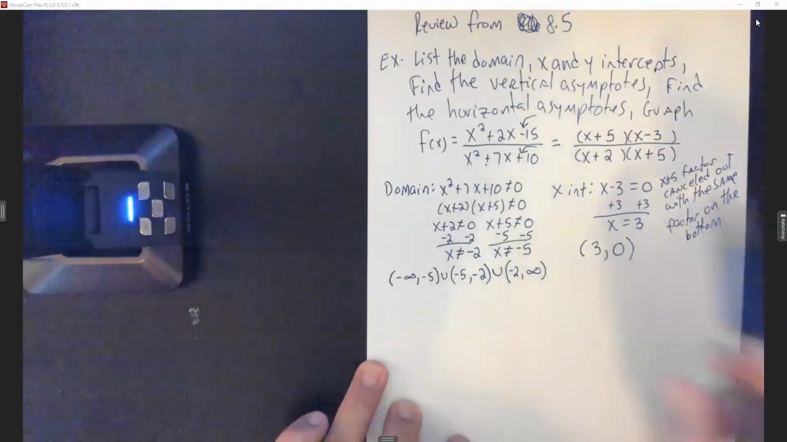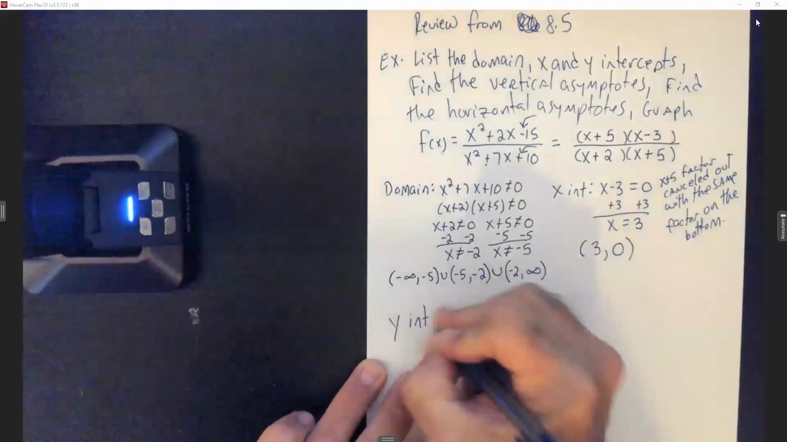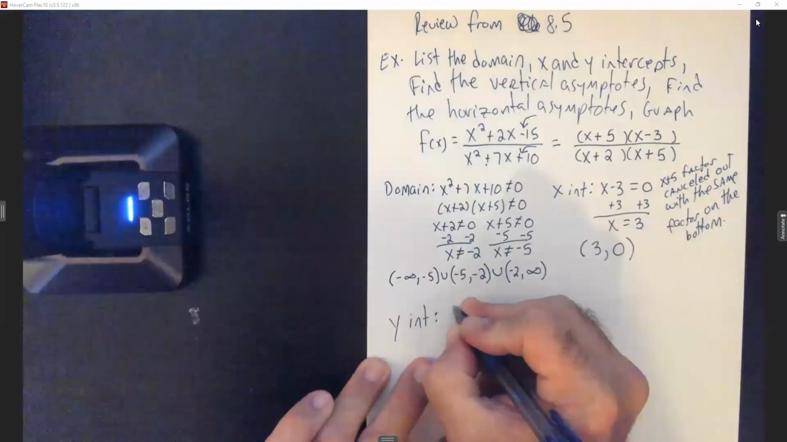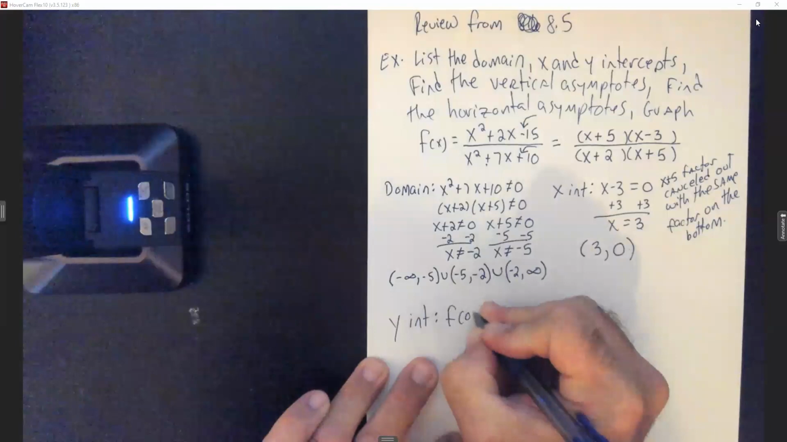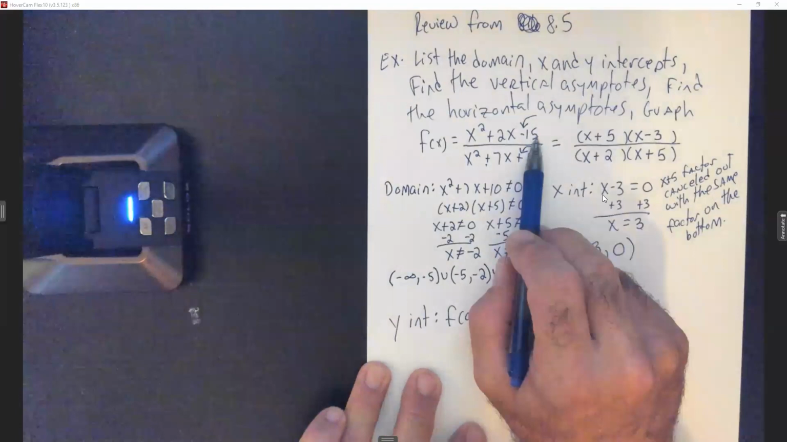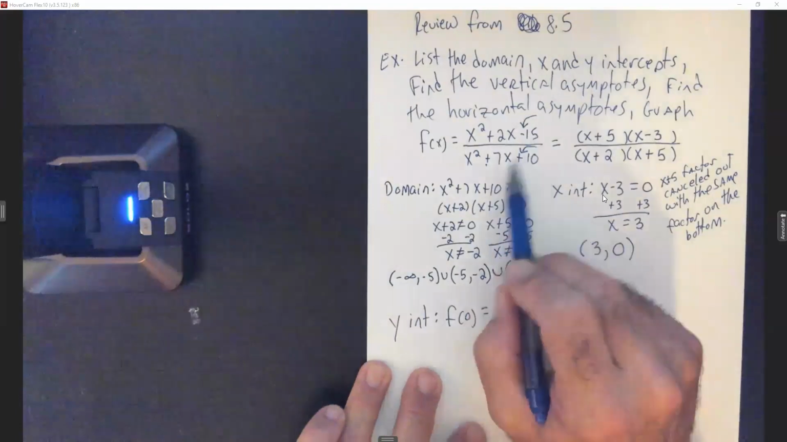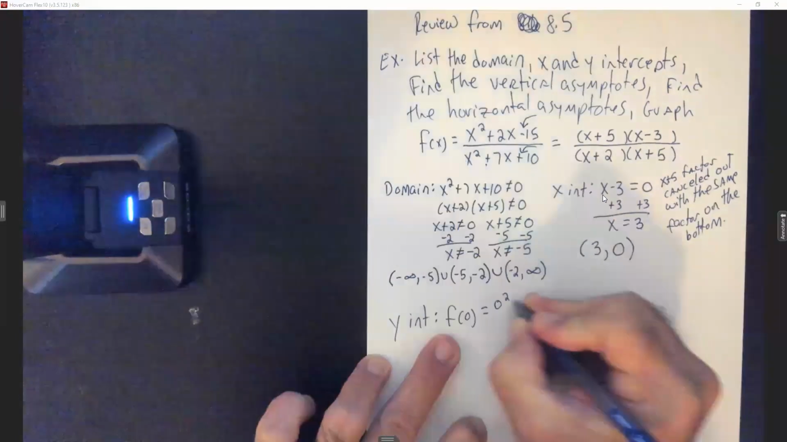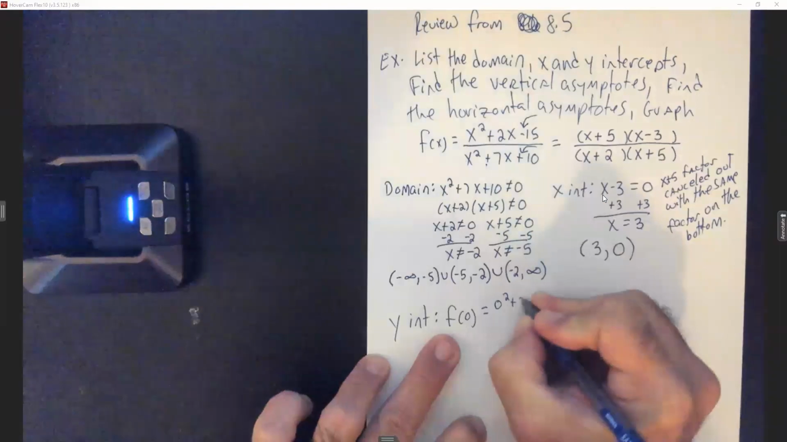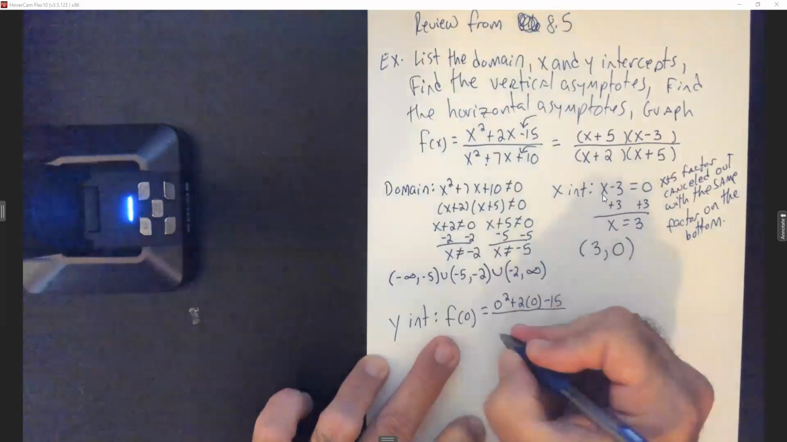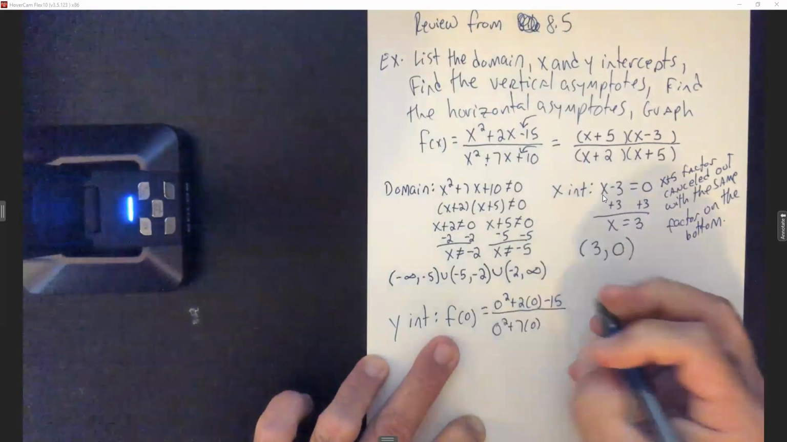All right, so now to find the y-intercept, because they wanted that next, you find f of 0. So f of 0 means take my function, which is my f of x right here, and put zeros in for all 4 of these x's. So f of 0 will be 0 squared plus 2 times 0 minus 15, over the bottom, which is 0 squared plus 7 times 0 plus 10.